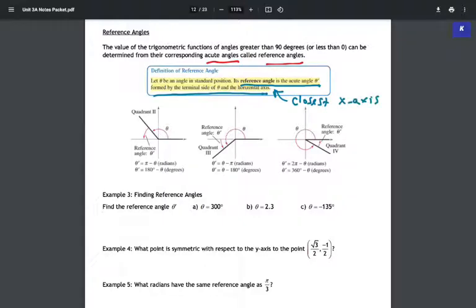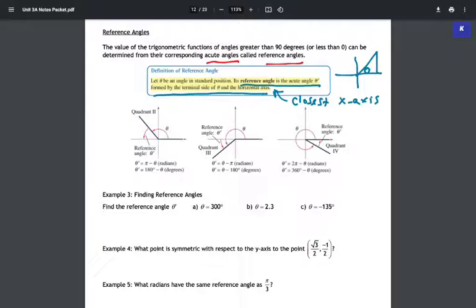So if you're in the first quadrant, that reference angle is easy because it is an acute angle. So this angle right here is your reference angle. So you don't really have to think about that one too hard. But when you're in the second quadrant over here, this is your initial side, this is your terminal side. That's an obtuse angle. So your reference angle has to be formed by this terminal side right here and the closest x-axis. So this would be my reference angle right there.